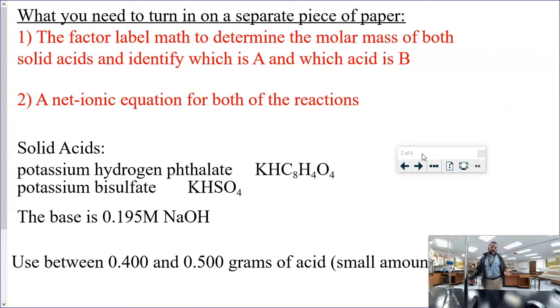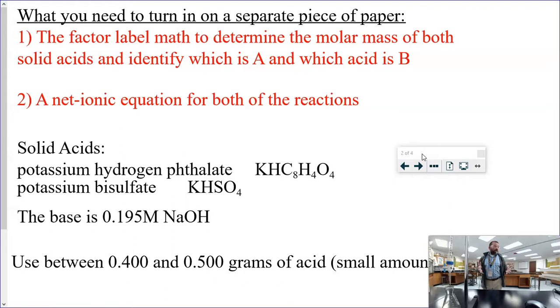The base I'm using is sodium hydroxide, NaOH. That'll be one of our reactants. NaOH is a strong base, so we will have to dissociate that in our net ionic equation. The acids are actually salts. We'll talk about acidic salts and basic salts next week. But acidic salts are just like any other salt, meaning if they dissolve in water, which these do, they're going to dissociate. So we'll look at that too, and I will give you some guidance and some help in terms of getting a net ionic for both these reactions, because it's a little tricky.